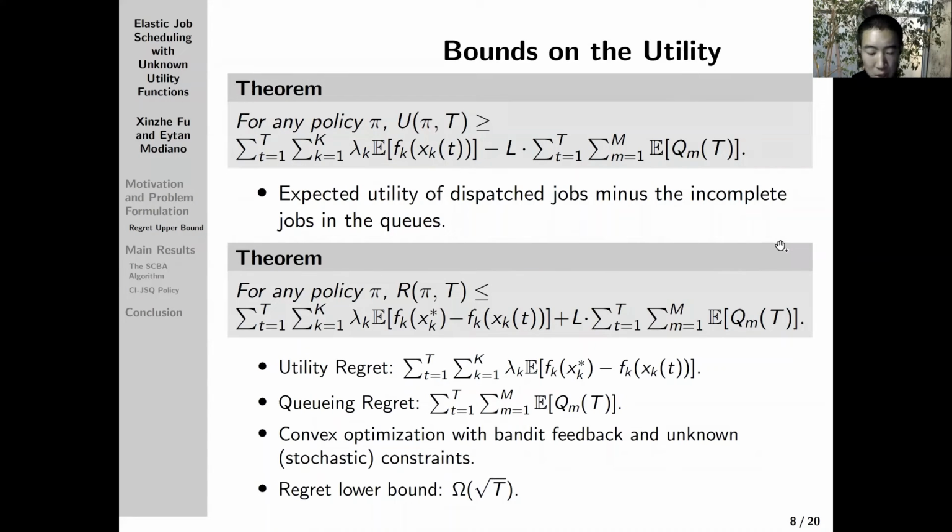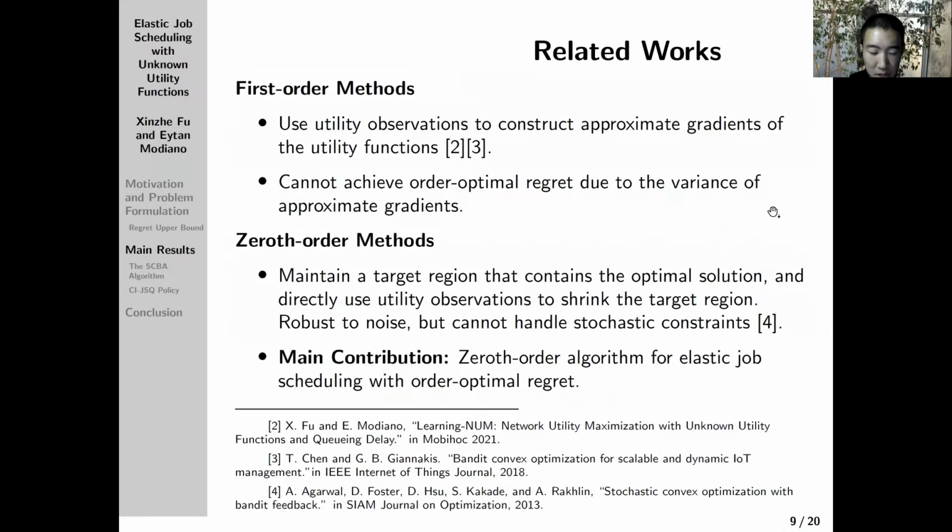Previous work on convex optimization with bandit feedback can be classified into two categories. The first category, for example works 2 or 3, proposes first-order methods which essentially use utility observations to construct approximate gradients of the utility functions. These methods in general cannot achieve order optimal regret due to the variance of the approximate gradients. The second category proposes zeroth order methods, which directly work with the utility observations. Usually, these methods maintain a target region that contains the optimal solution and directly use utility observations to shrink the target region. Zeroth order methods are usually robust to noise, but cannot handle stochastic constraints like the ones in the elastic job scheduling problem. Our main contribution in this work is extending a state-of-the-art zeroth order algorithm to handle stochastic constraints and achieve order optimal regret for the elastic job scheduling problem.